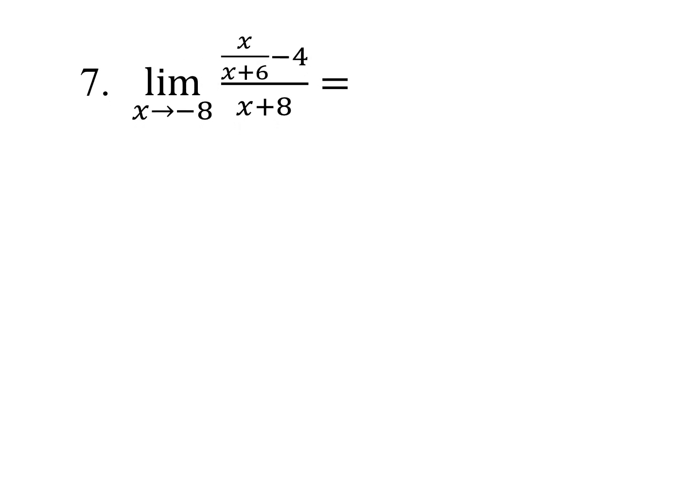Let's look at my key. Here we go, number 7. This one looks disgusting. Negative 8 over negative 8 plus 6. What would that simplify to be when I've plugged that in? Negative 8 over negative 2 would be 4. What's 4 minus 4? 0. 0 over 0.